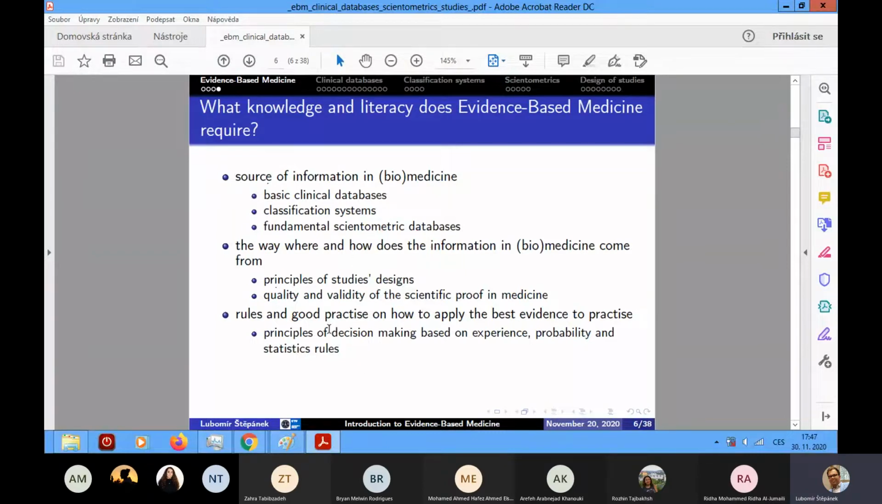ideas next Monday. Today, I'm just going to talk about maybe the clinical databases, clinical systems, and maybe some of the designs. But definitely, for sure, I'm going to talk about the rules and good practice of how to apply evidence-based medicine to your practice. I'm going to talk about this next Monday, because I'm going to go more into decision making, which should be based on your experience, on some probability rules and statistical rules.